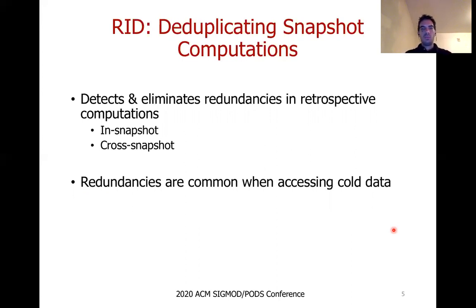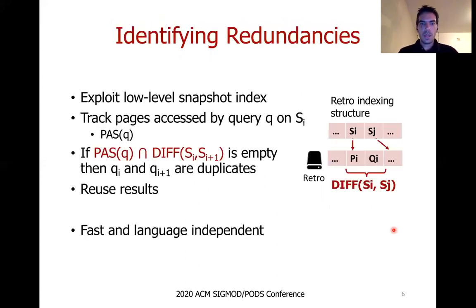Also, it's important to note here that redundancies are common when snapshot computations access cold data. And in many common workloads, the majority of the data is cold. Our approach to identify redundancies is to exploit the retro snapshot index that keeps track of the modified pages between snapshots.